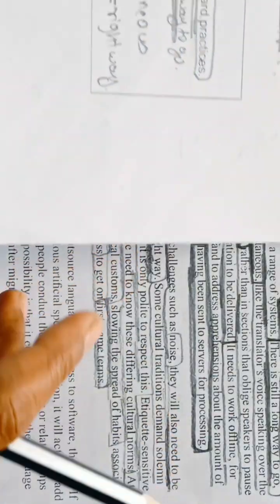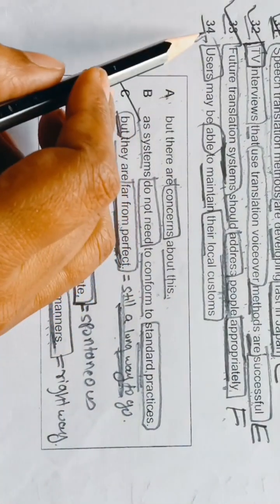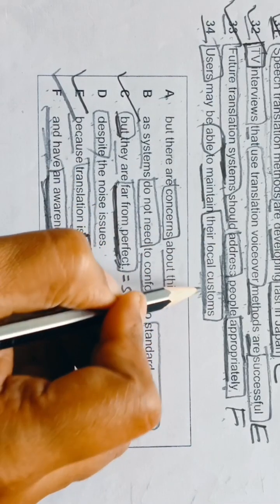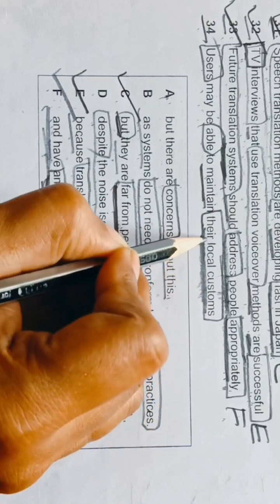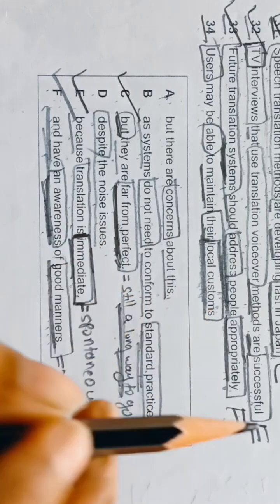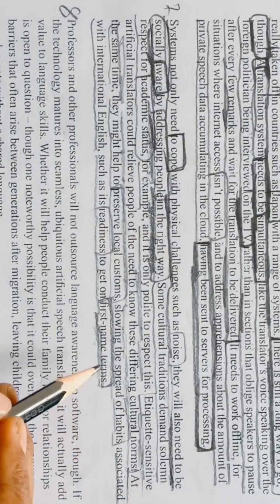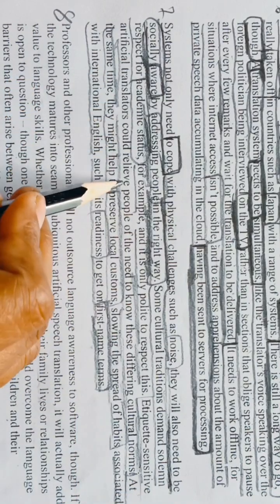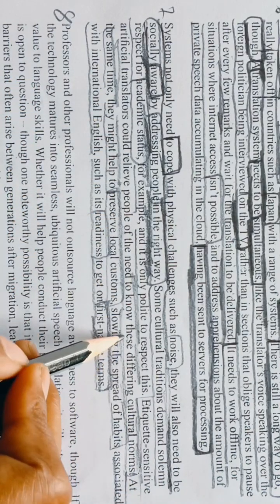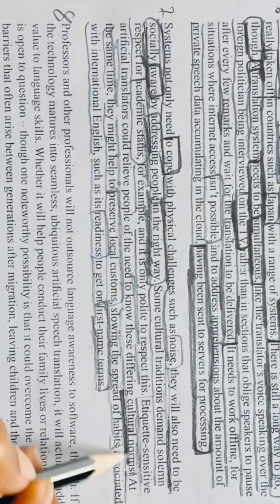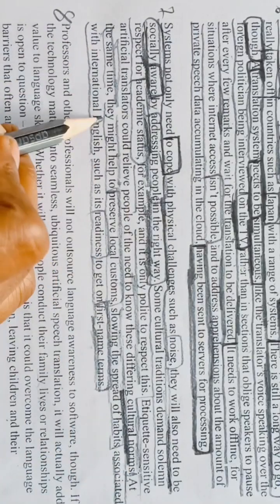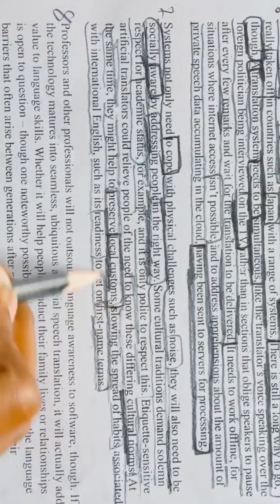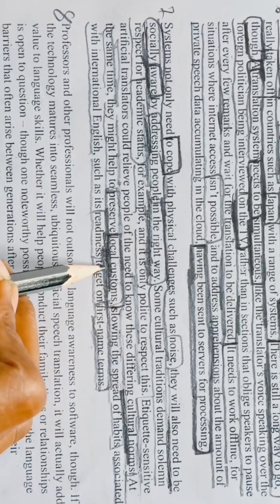So let's see our another question, 34 number. Users may be able to maintain local custom. This local custom we have seen, in the same paragraph only we have seen. Adequate sensitive artificial translator would relieve people of the need to know these differing cultural norms. At the same time they might have to preserve local customs. Okay, so this is our keyword, local customs. Okay, we have seen this.